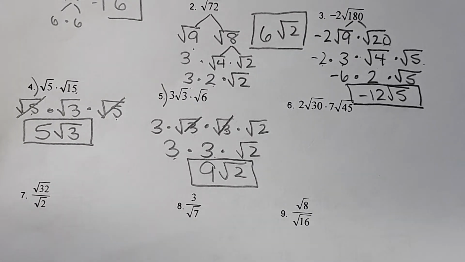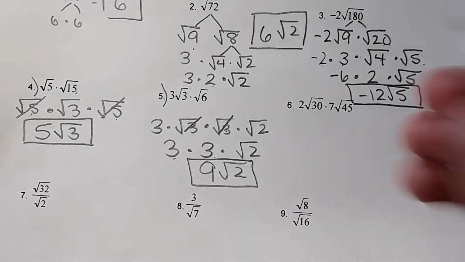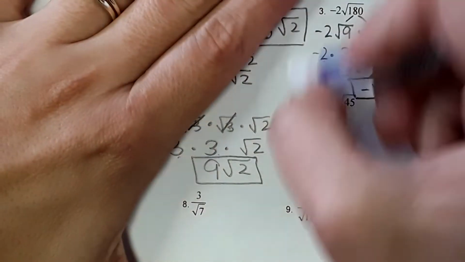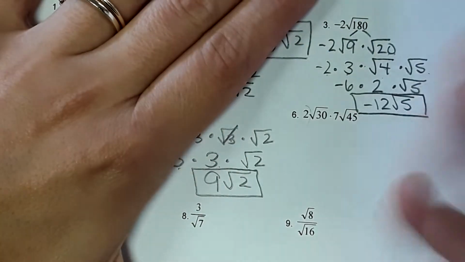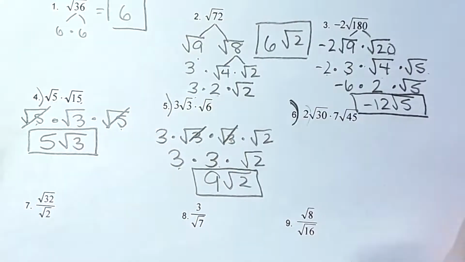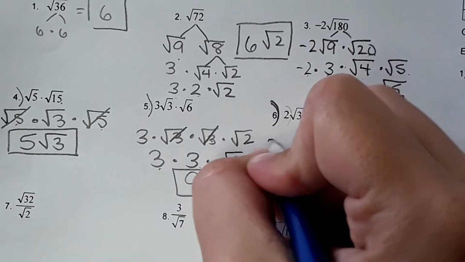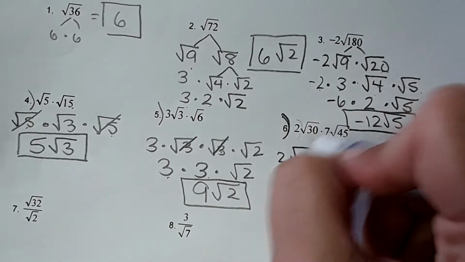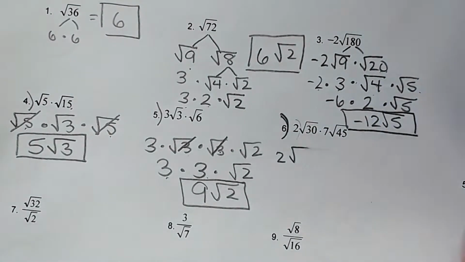I appreciate that. Number 6, same thing. We're just going to break it up and see what we can get to. Oh, wait, I put that at the wrong spot. We're going to break it up and see what we can get to cancel or simplify. So for square root of 30, I'm just going to break it up into as many small factors as I can.